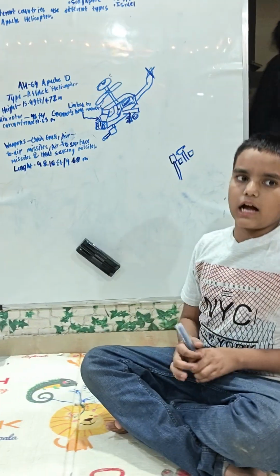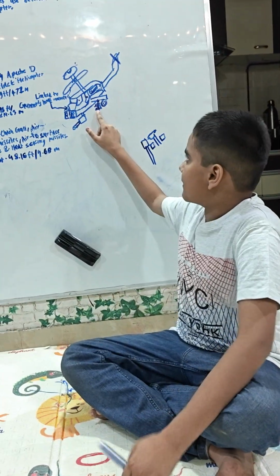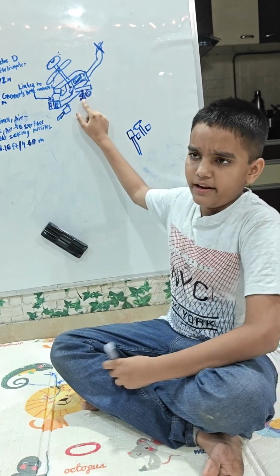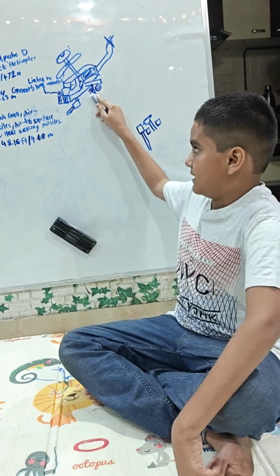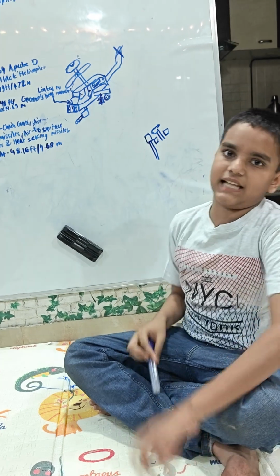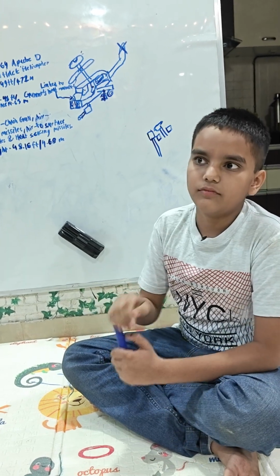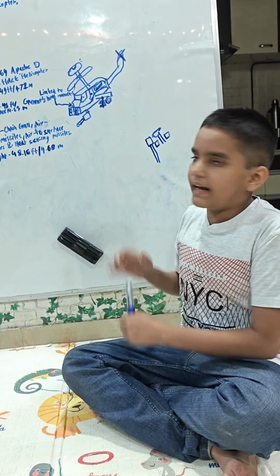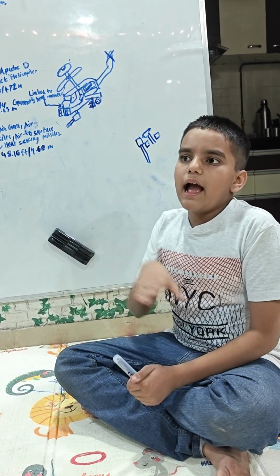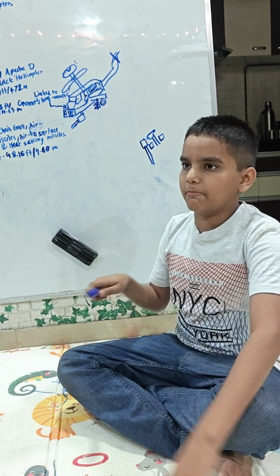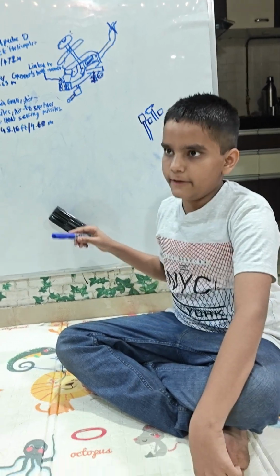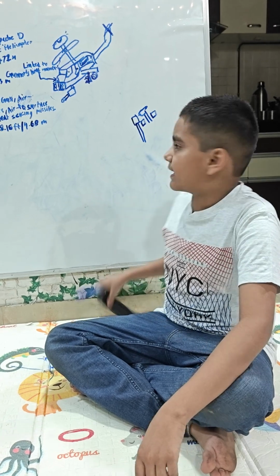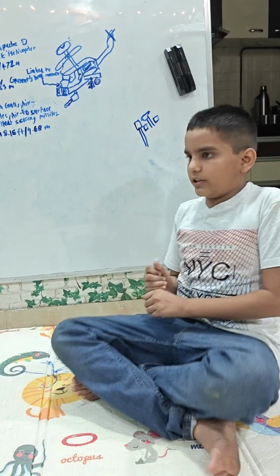And actually this is an attack helicopter, so it can take 16 Hellfire missiles. Actually this is the Hellfire missile. These are stacked in four rails. Like one rail can take 4 Hellfire missiles. So actually this is a fire and forget technique it uses.